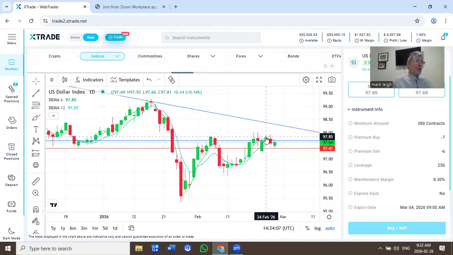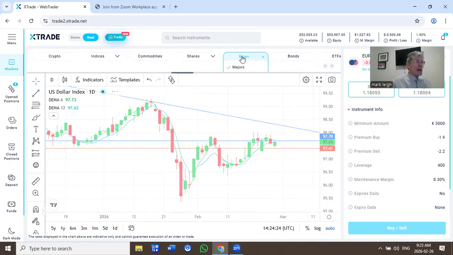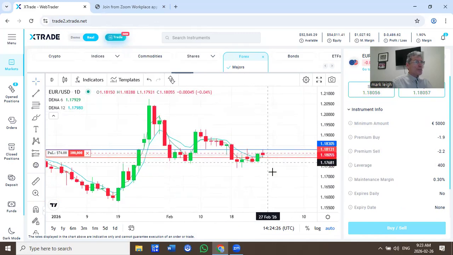If we see a continuation of yesterday's sell-off, sellers will look to bounce down off this resistance level and look back down at the 97.41 support. But for now, US dollar looking strong as the US session does get underway. Let's have a look at the majors. There you see small red candlestick, gap higher to start, but US dollar strength earlier on.